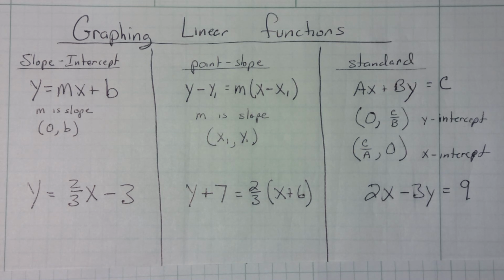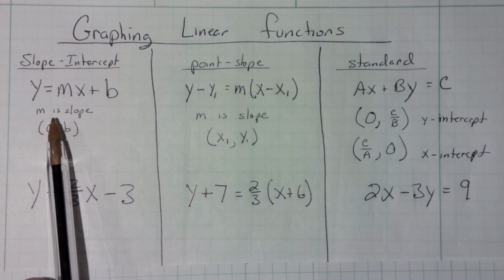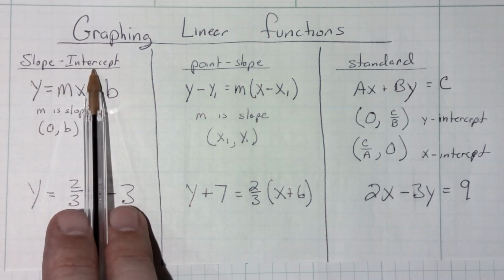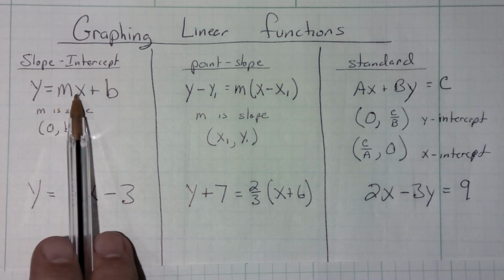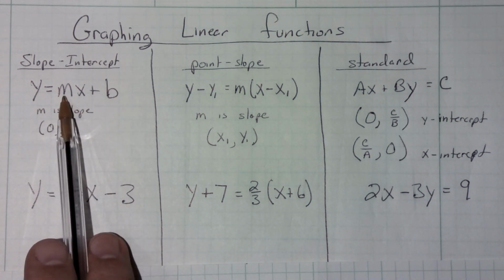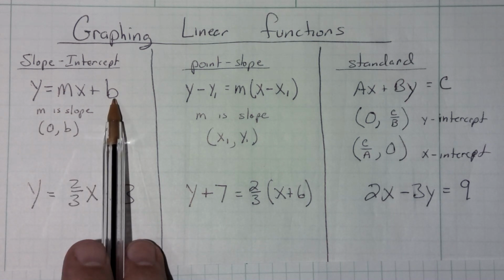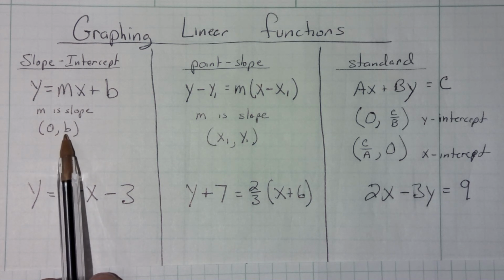Welcome. Today's lesson is a review on graphing linear functions or linear equations. You'll basically see a linear equation in one of three forms. You'll either see it in slope-intercept form, which looks like y equals mx plus b, where m is your slope and b is your y-intercept, or in other words, it goes through the point (0, b), whatever this b value is.